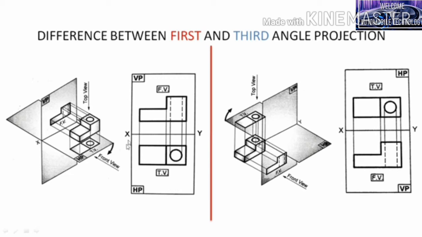The object is situated in the third quadrant. The top view comes above the XY line. The HP will be rotated 90 degrees clockwise. The front view is shown below the XY line. The left hand side view is drawn on the left side of the front view. The right hand side view is drawn on the right side of the front view. All the views of the third angle projection method are shown in one plane.